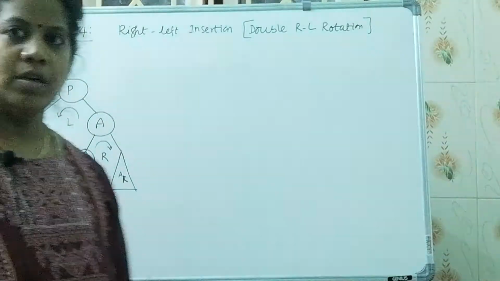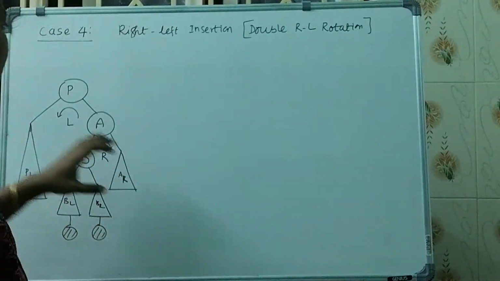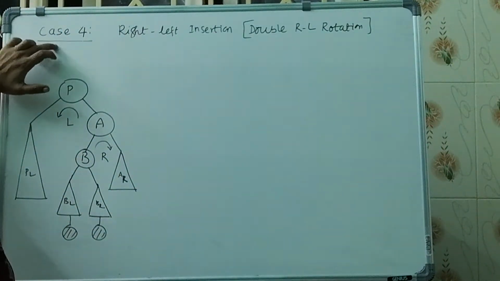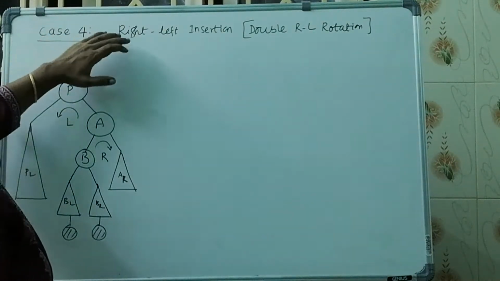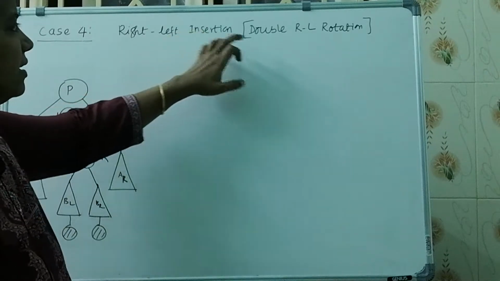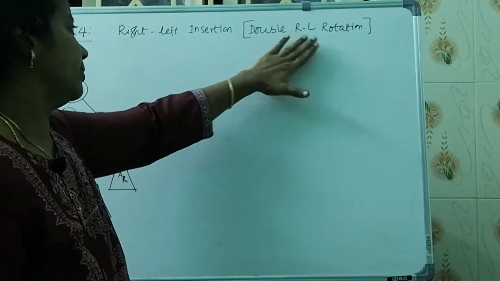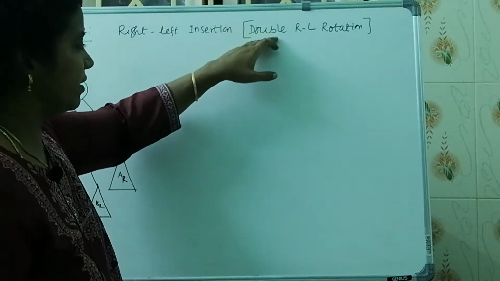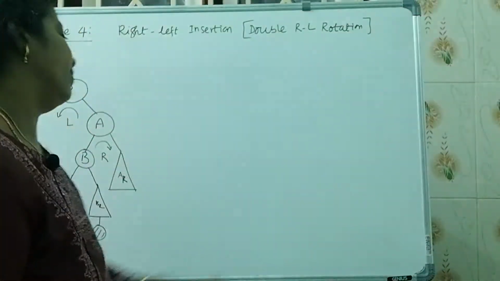Now let us discuss the last case, which is case 4. This is just the opposite of what we discussed in case 3. In case 3 we saw left to right insertion, which requires a double rotation, left rotation followed by right rotation. Now here, with right to left insertion, we also do a double rotation, right first followed by left.